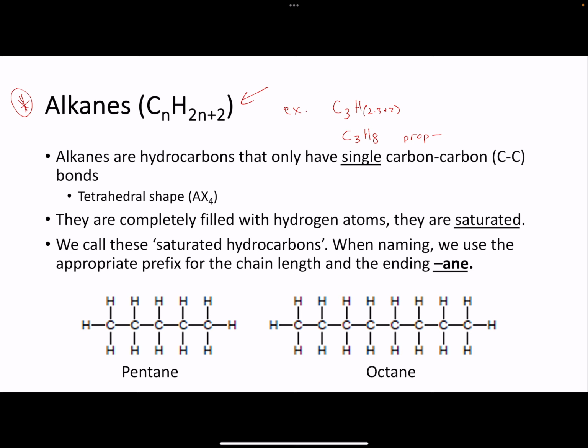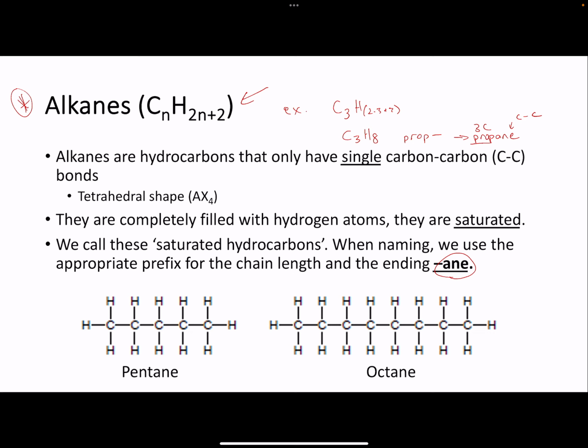Now, if the structure has all single bonds, then the ending is ANE. So in this case, this molecule would be called propane, telling me that there are 3 carbons and they are all carbon-carbon single bonds. That's what the ANE tells us. So an organic molecule's name is many pieces together to give us a clue as to what the structure looks like. So in alkanes, all of the carbons are tetrahedral when there's just carbon and hydrogen because they're all single bonds. Okay? We call these saturated.